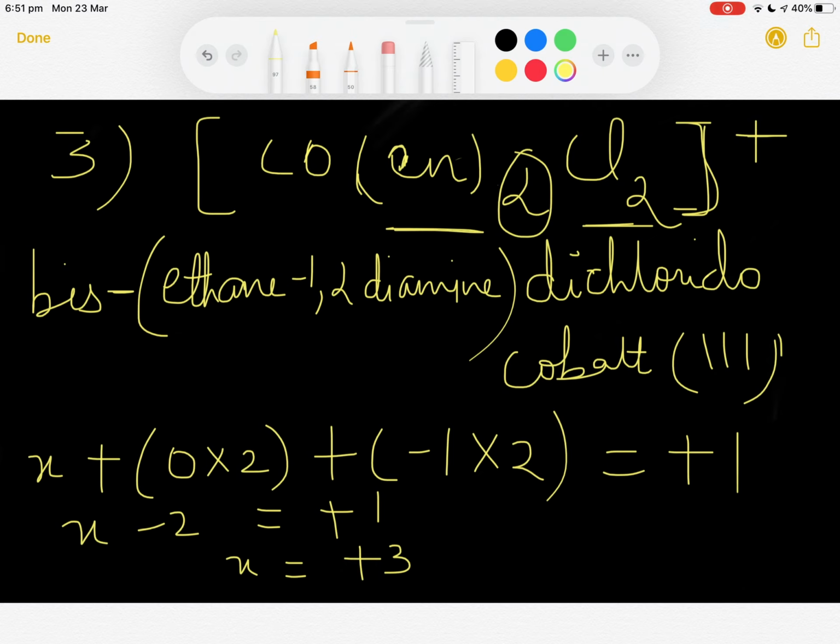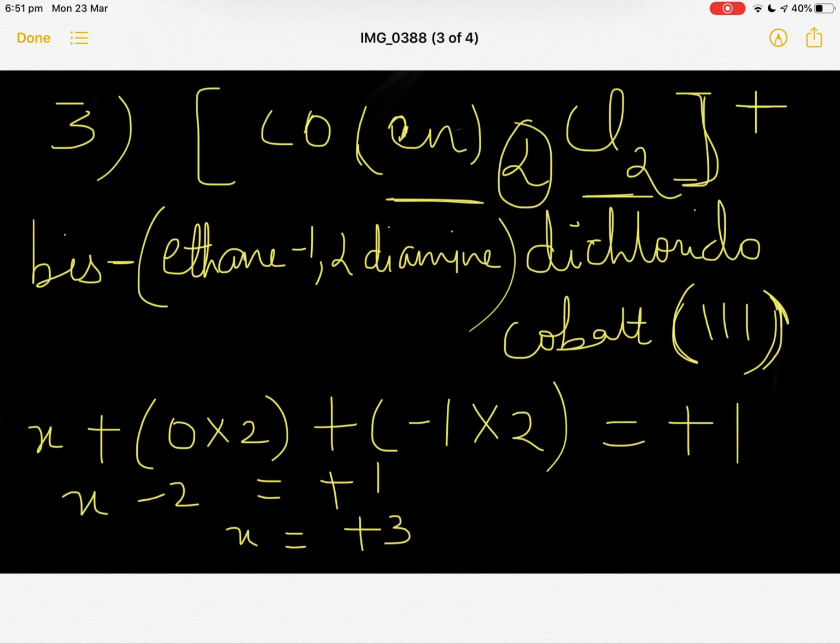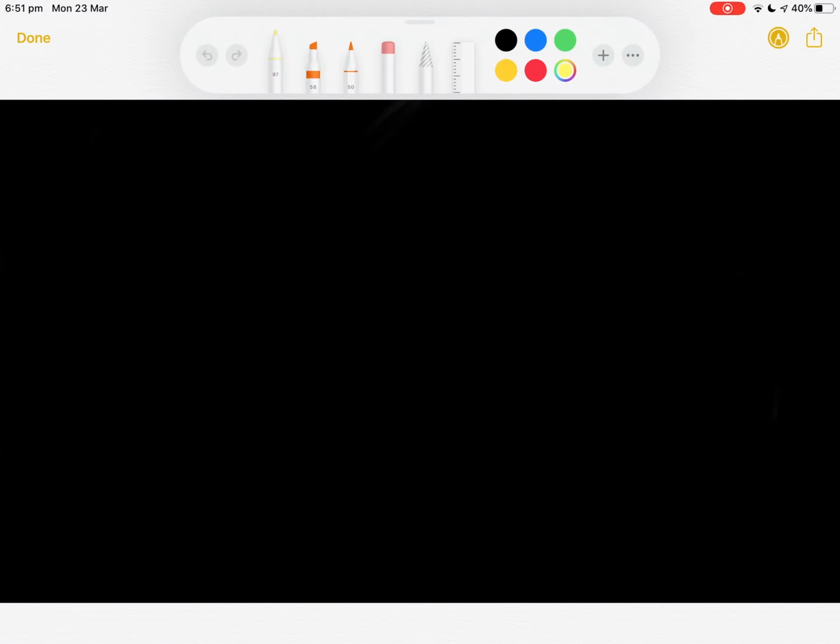So this is how we have to write the IUPAC nomenclature. I suppose it is pretty clear to you. I would also like to give you another example. So let me set the page for you. Here we go. Okay, so here is my next page.